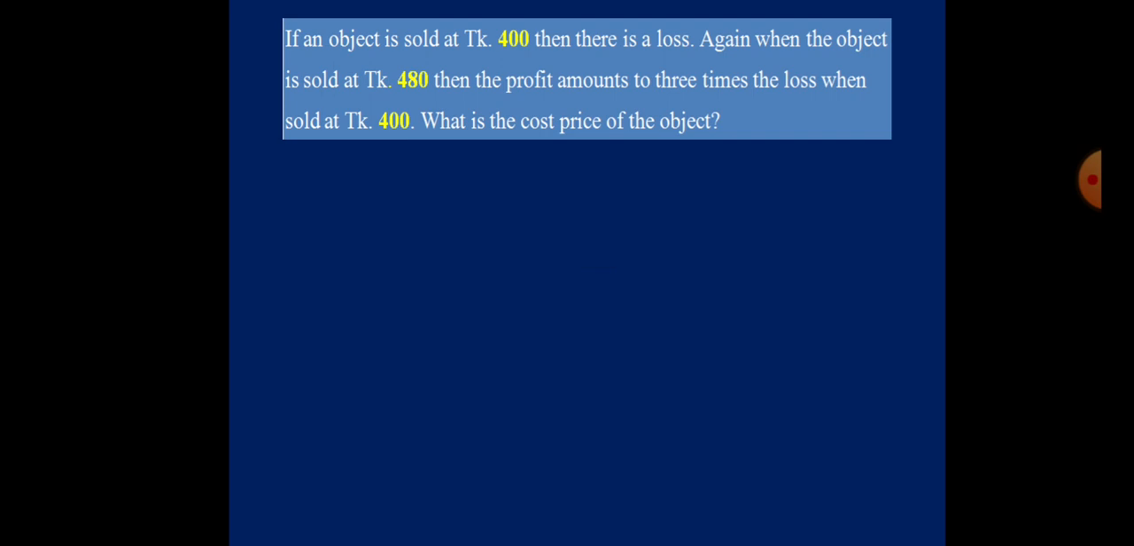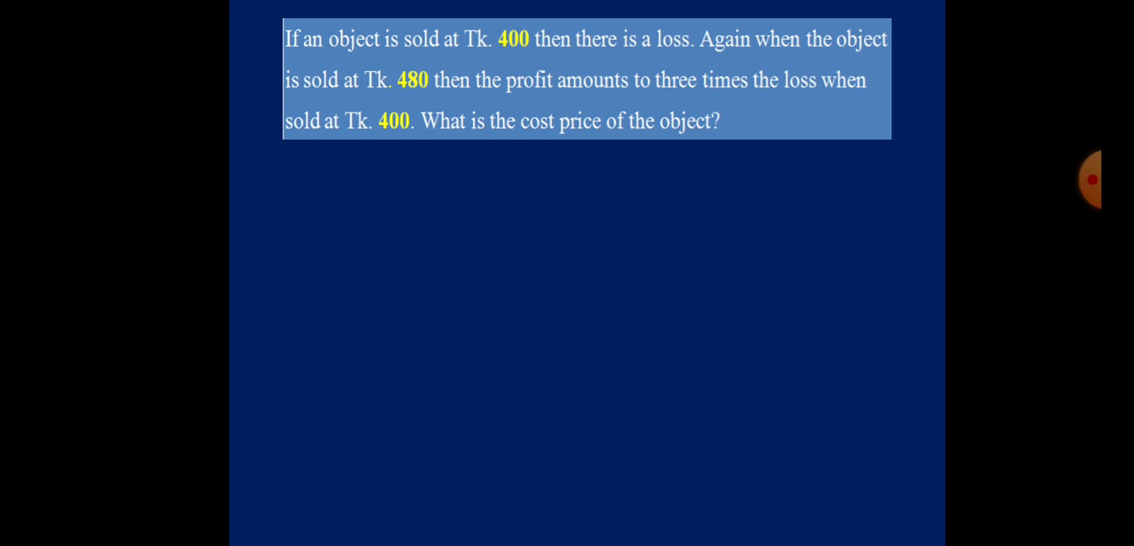So hold tight. If an object is sold at taka 400, then there is a loss. Again, when the object is sold at taka 480, then there is a profit, and that profit amounts to 3 times the loss when sold at taka 400. What is the cost price of the object? Now stick with me, it will be very easy, and I think this is a very important problem for your exam also.